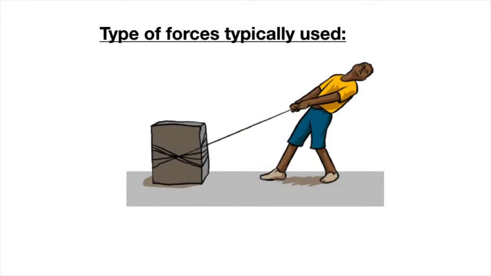Before we proceed further on drawing the free body diagram, here are some types of forces commonly used in the free body diagram. I'm going to illustrate the types of forces with this figure, a boy pulling a box with the help of a string. Okay, the first type of force is caused by gravity, or we commonly refer to it as the weight of an object. The direction of the force will usually point downwards.